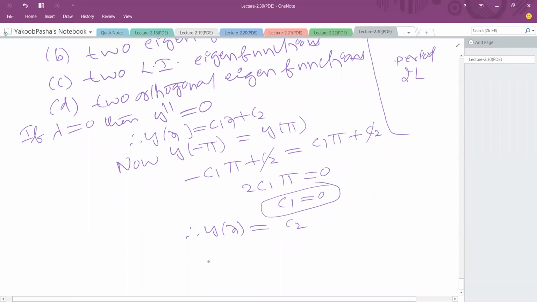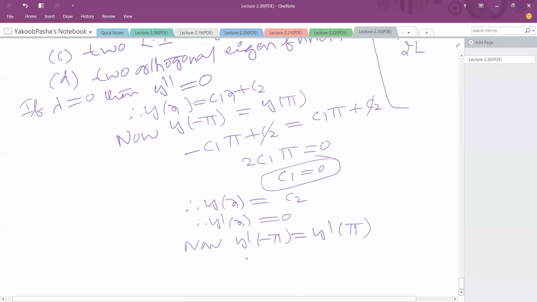Now apply the second boundary condition. So differentiate this, y dash of x. While applying the second boundary condition, y dash of minus pi is equal to y dash of pi. What happens here? 0 is equal to 0 only. Here y dash equal 0, equal to 0 means it is a trivial solution in this case. So there are no eigenvalues for lambda is equal to 0.